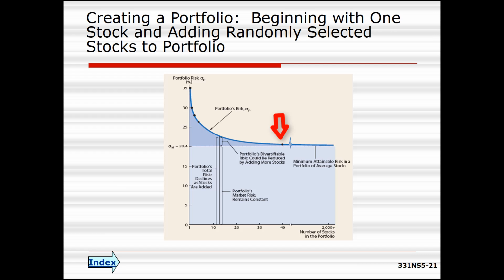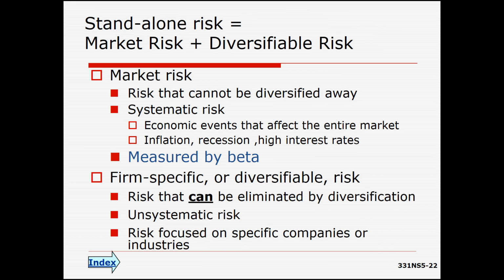Eventually, the diversification benefits of adding more stocks dissipate after about 40 stocks, and for large stock portfolios, risk tends to converge to about 20%. So far, we've focused mainly on standalone risk, the risk of holding a single asset in isolation. Standalone risk has two components: market risk, systematic risk, risk that cannot be eliminated by diversification, the light blue on the previous graph. Market-wide events such as inflation or high interest rates, and it's measured by beta.